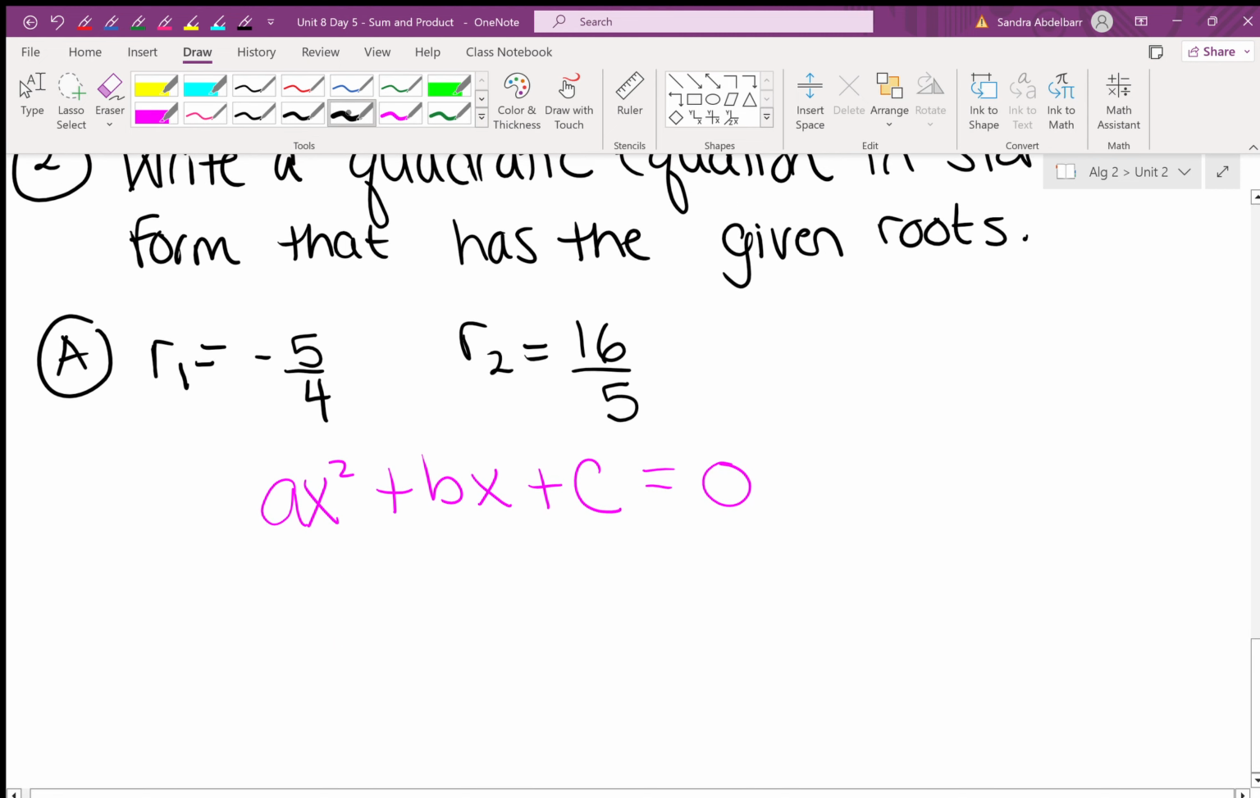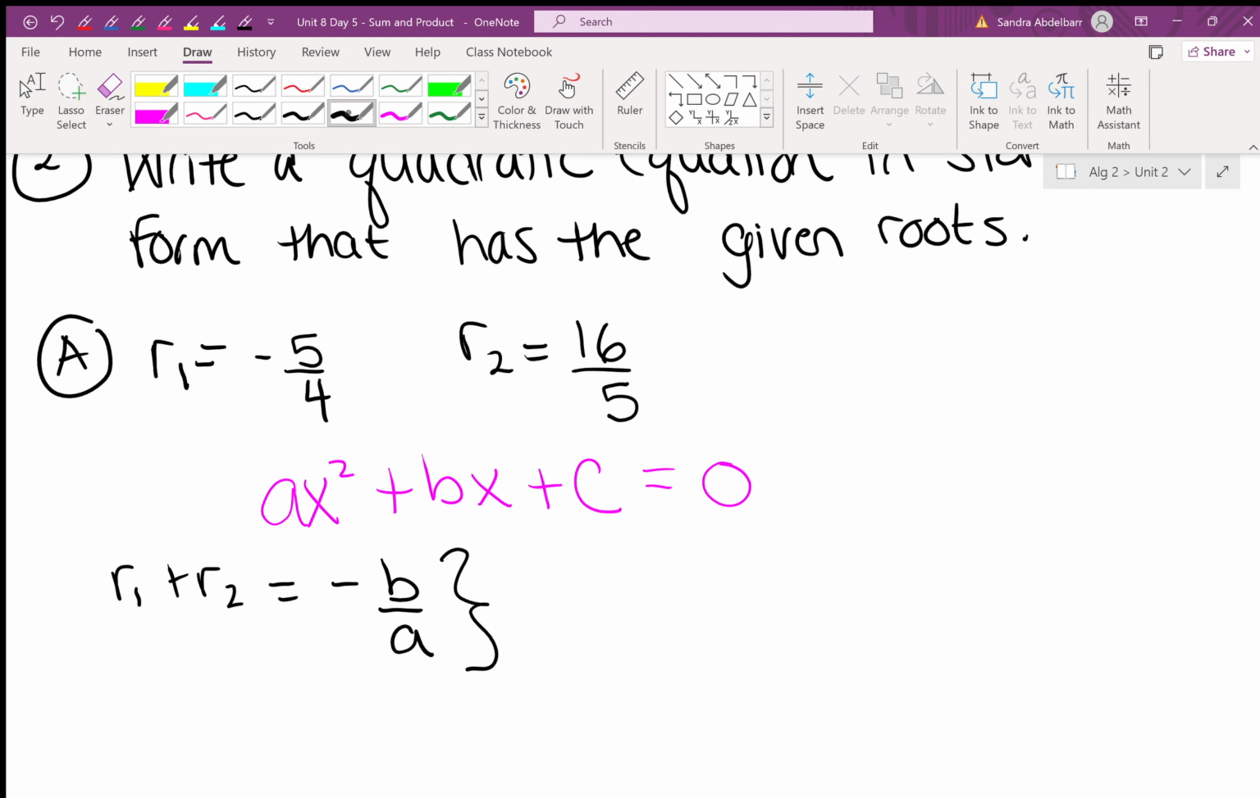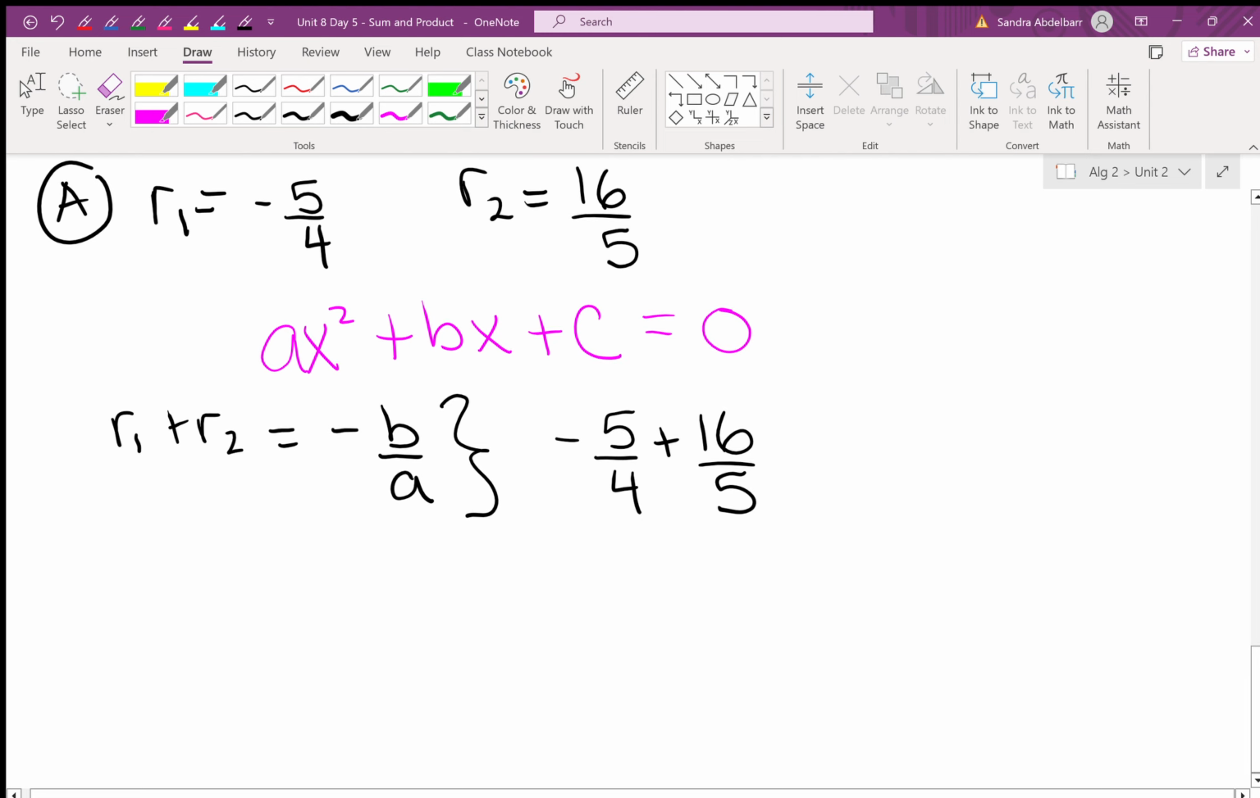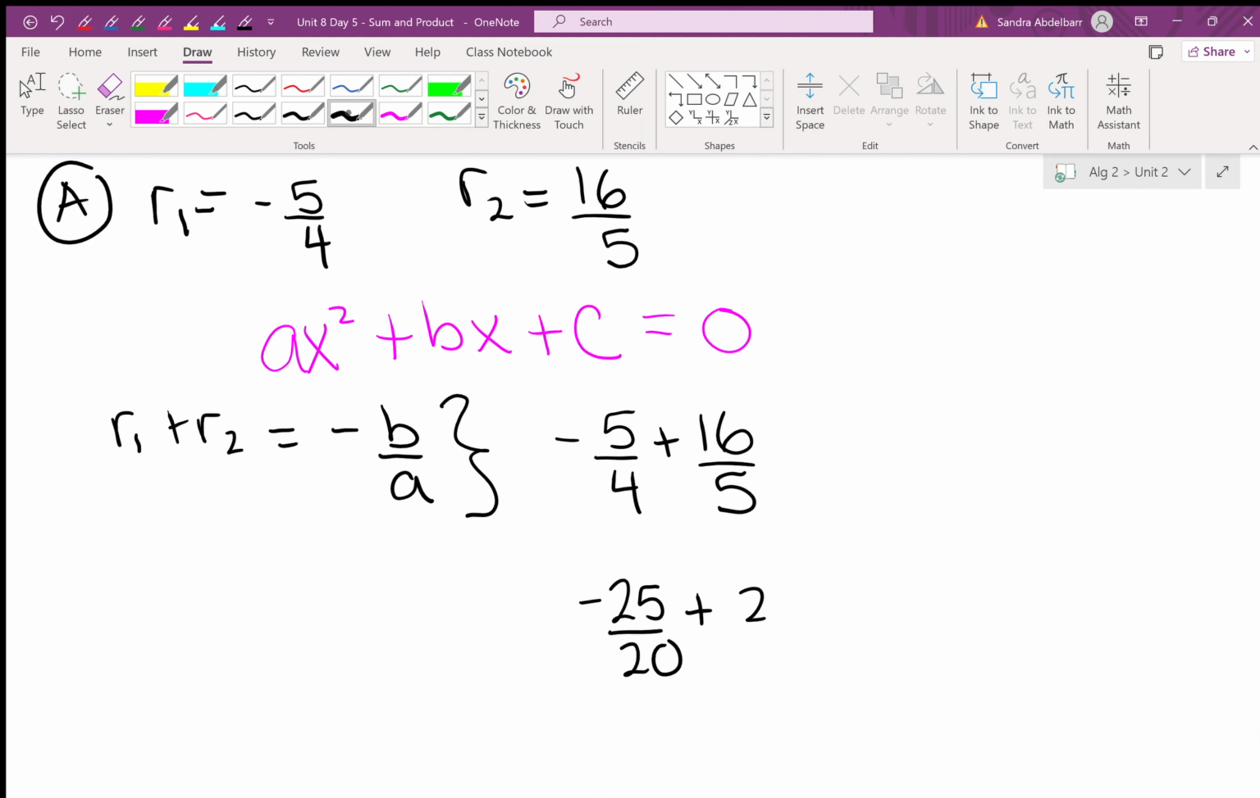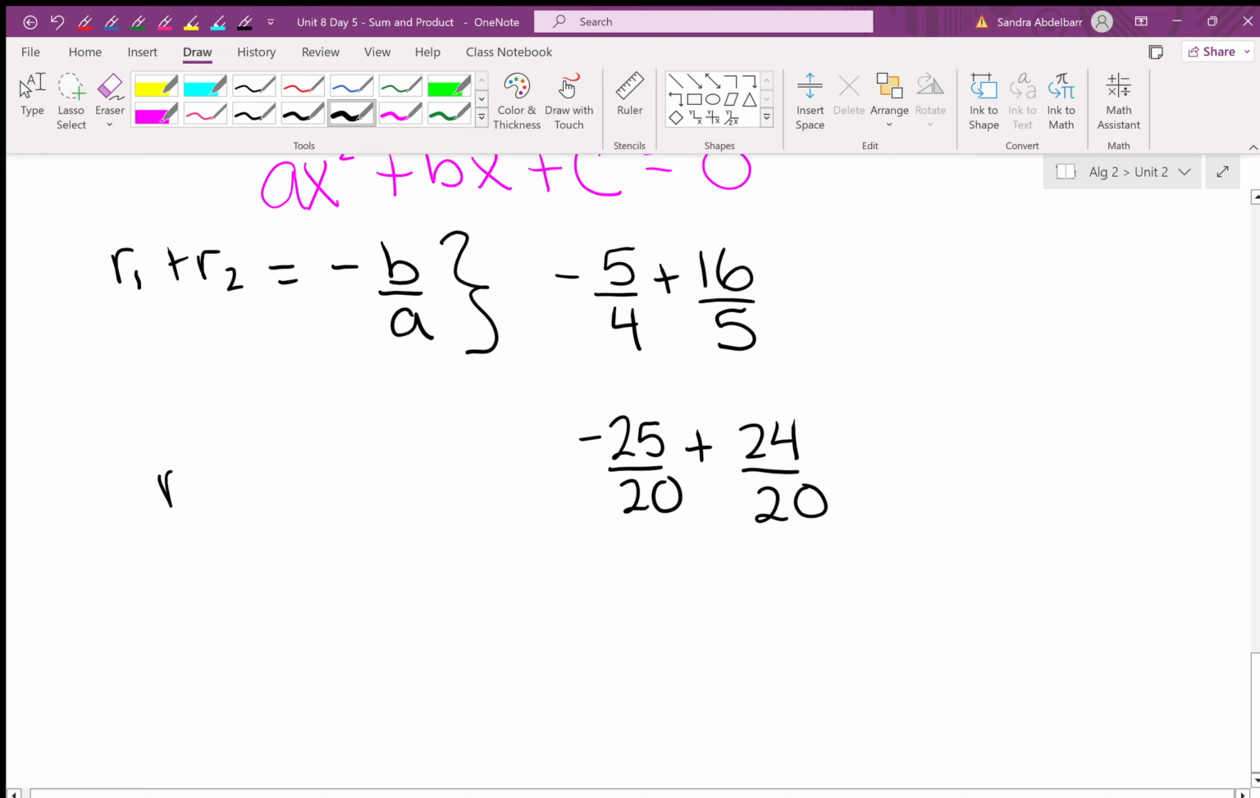So I know root 1 plus root 2 will be negative b over a. So now I'm going to go ahead and use this. So negative 5/4 plus 16 over 5. I'm going to create a common denominator, which is 20. So we're going to have negative 25 over 20 plus 24 over 20 is going to give us, you got it, root 1 plus root 2 will equal negative 1 over 20.